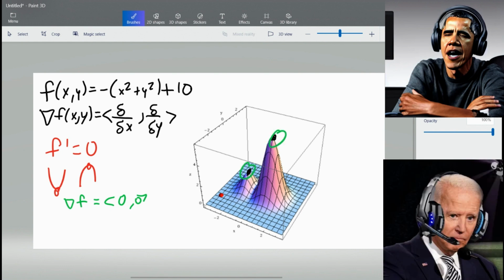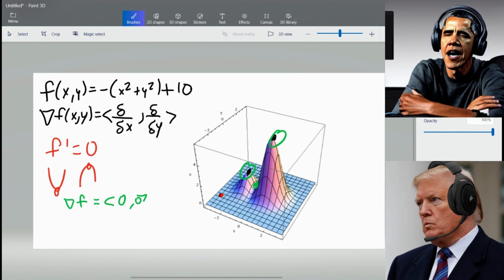Oh, I remember saddle points. They're the region of surfaces that look like a saddle. Yeah, that's why they're called saddle points, doofus.